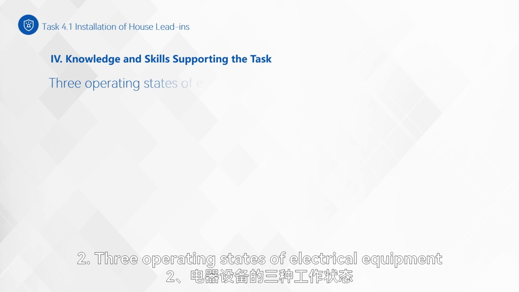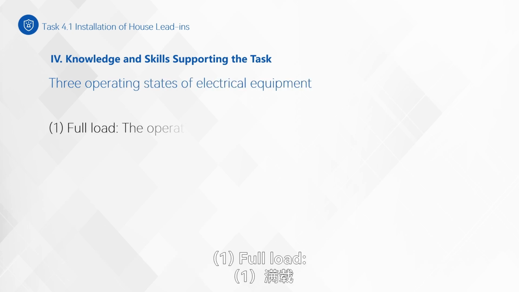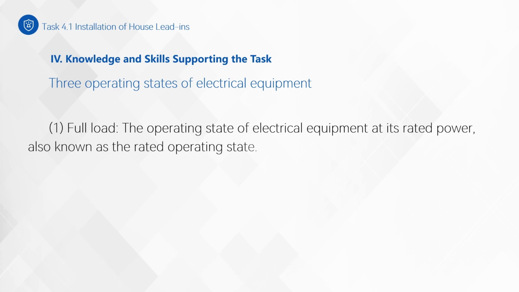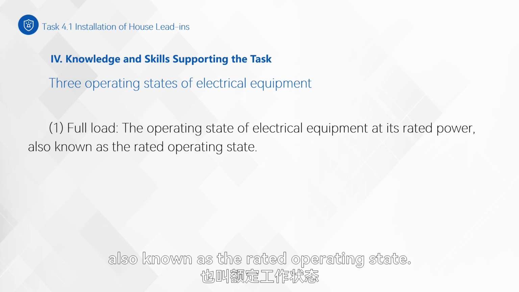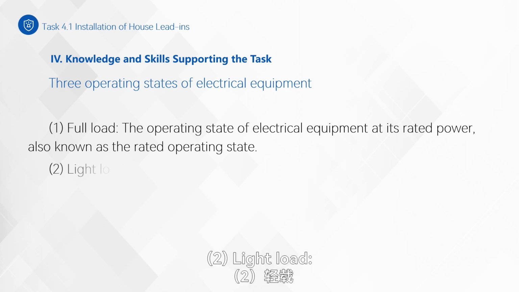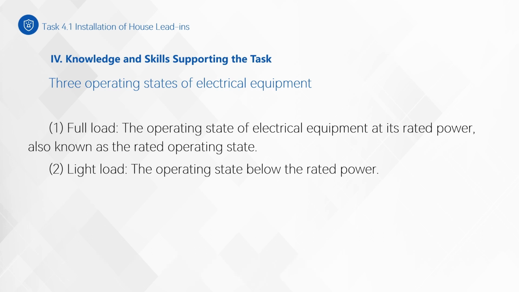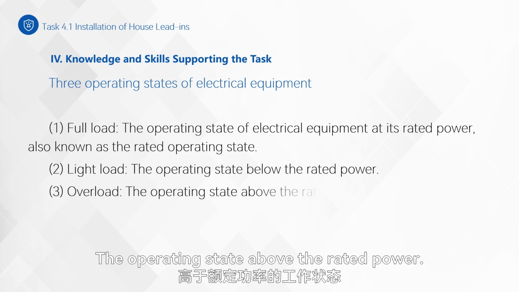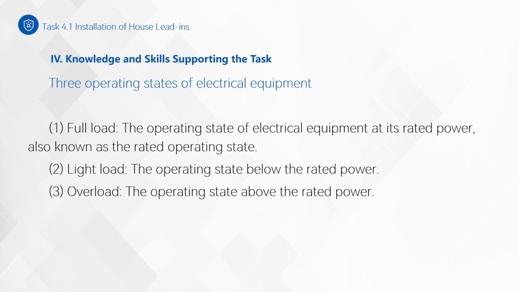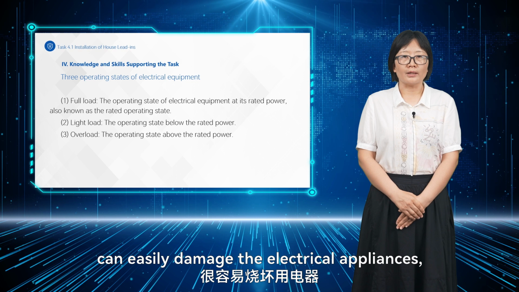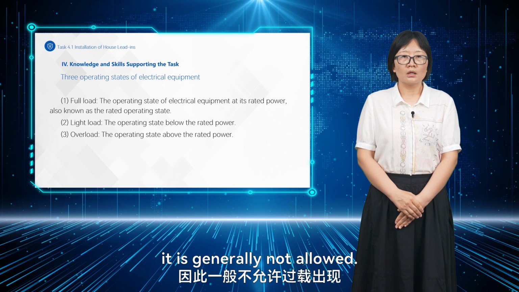2. 3 operating states of electrical equipment. 1. Full load, the operating state of electrical equipment at its rated power, also known as the rated operating state. 2. Light load, the operating state below the rated power. 3. Overload, the operating state above the rated power. Since overload can easily damage the electrical appliances, it is generally not allowed.